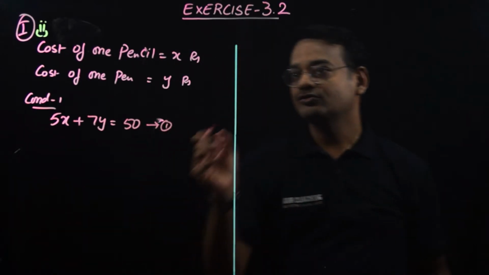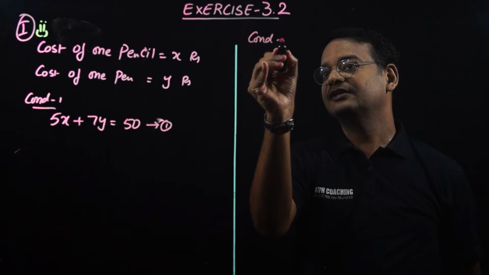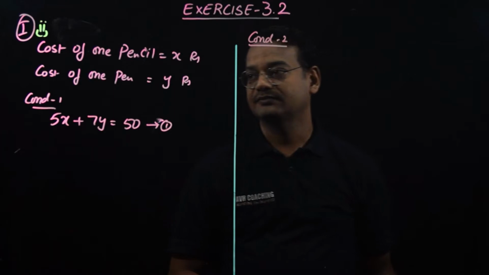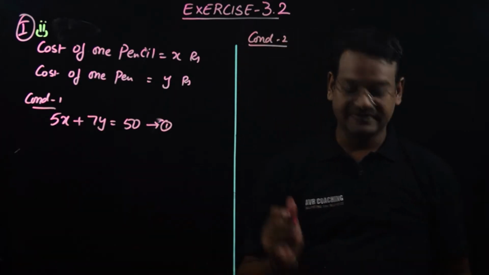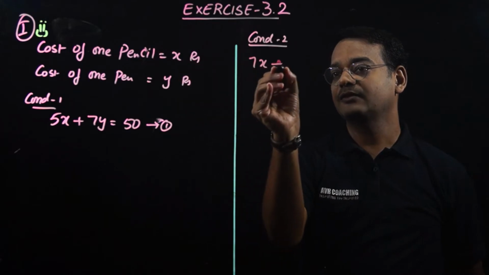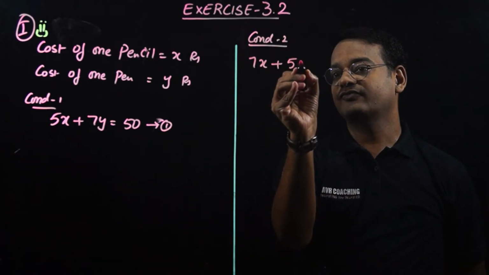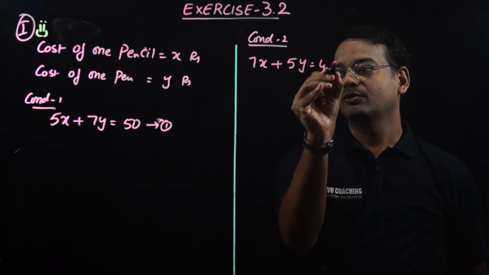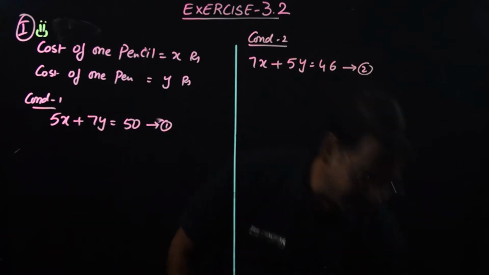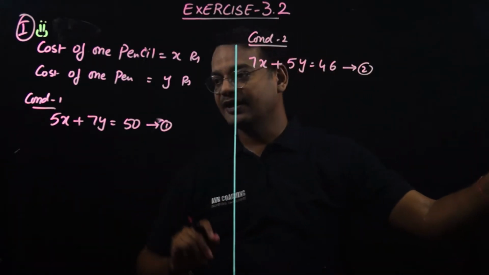Now coming to condition 2. Condition 2 says 7 pencils and 5 pens together cost 46. So 7 pencils is 7 into the cost of one pencil, and 5 pens will be 5 into the cost of one pen, is equal to 46. This is equation 2. Now to get the values of x and y, we have to draw the graph.